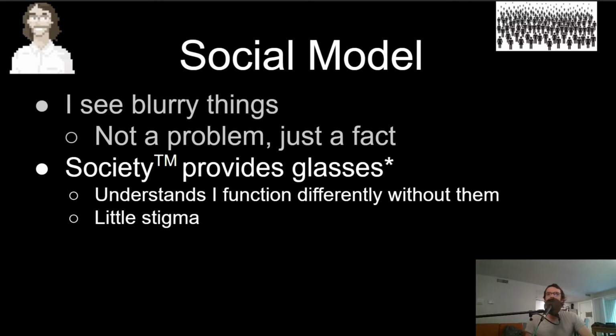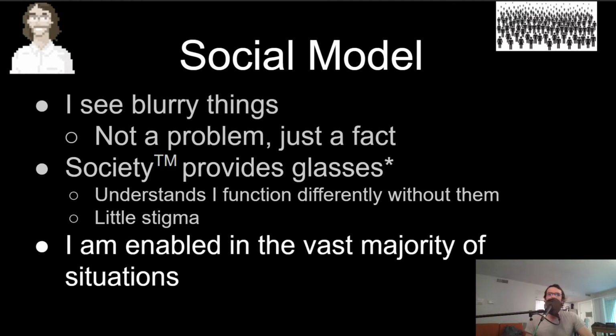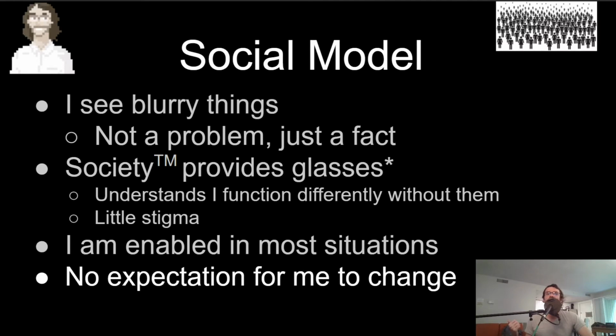If I wake up in the morning and I'm fiddling around for my glasses, there's little stigma attached to it. Therefore, I'm enabled in the vast majority of situations and would not consider myself to have a visual disability because of my glasses wearing. And lastly, there's no expectation for me to change. It's fine that I can wear glasses and it's socially accepted through the social model.